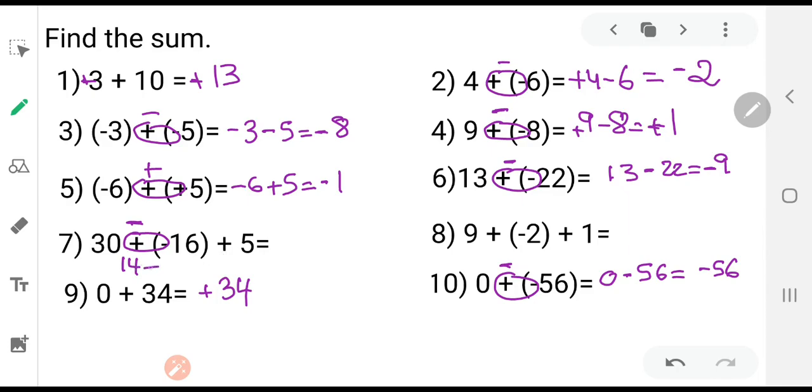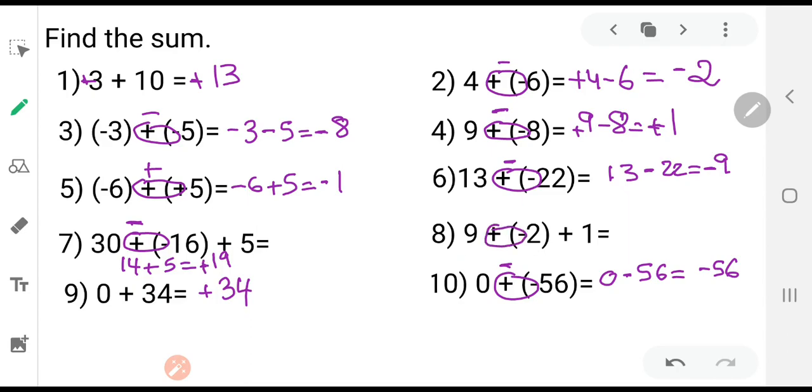Then I drop the plus and I drop the 5. I am left with 14 plus 5. 14 is a positive, so I have 2 positive numbers, the same sign. I'm going to add them. It's a 19. And what's that same sign? It's a plus. Okay? Let's do exercise 8.